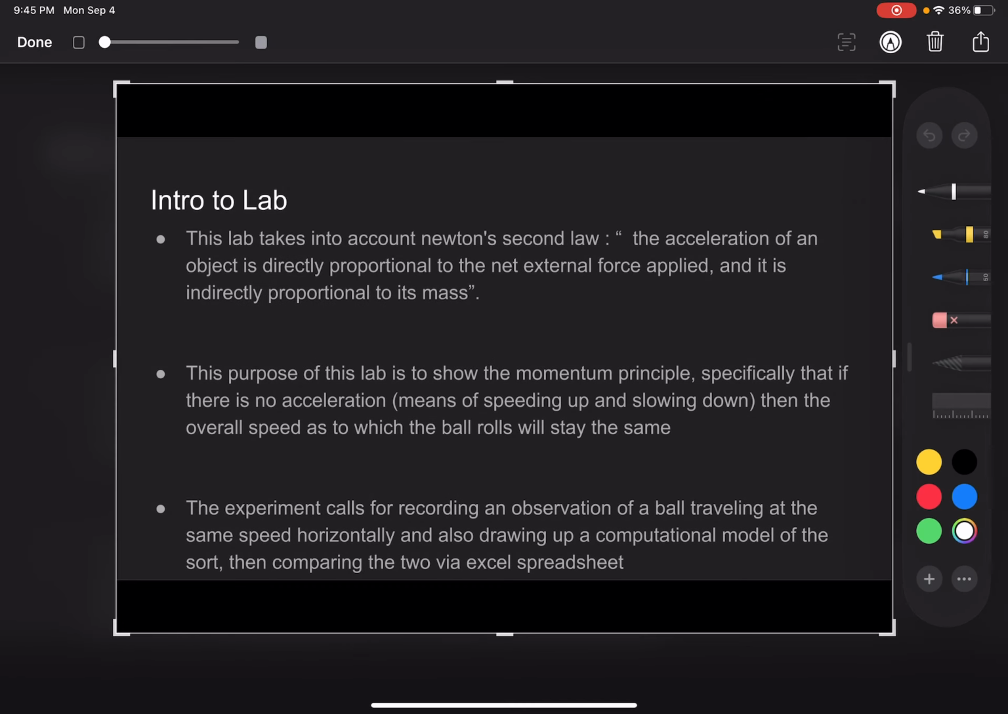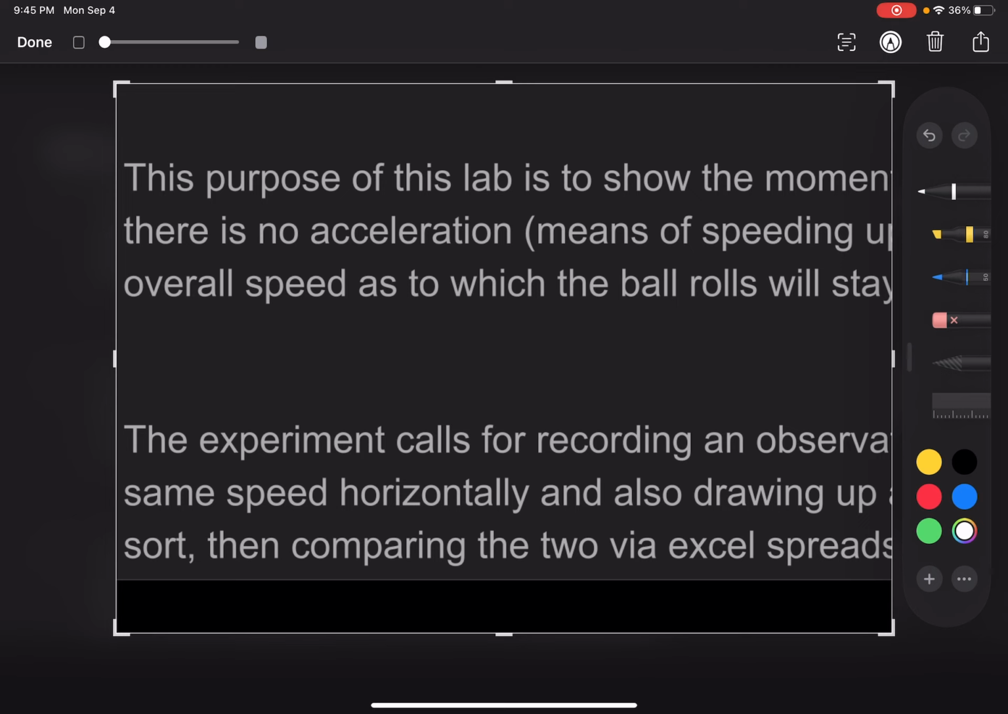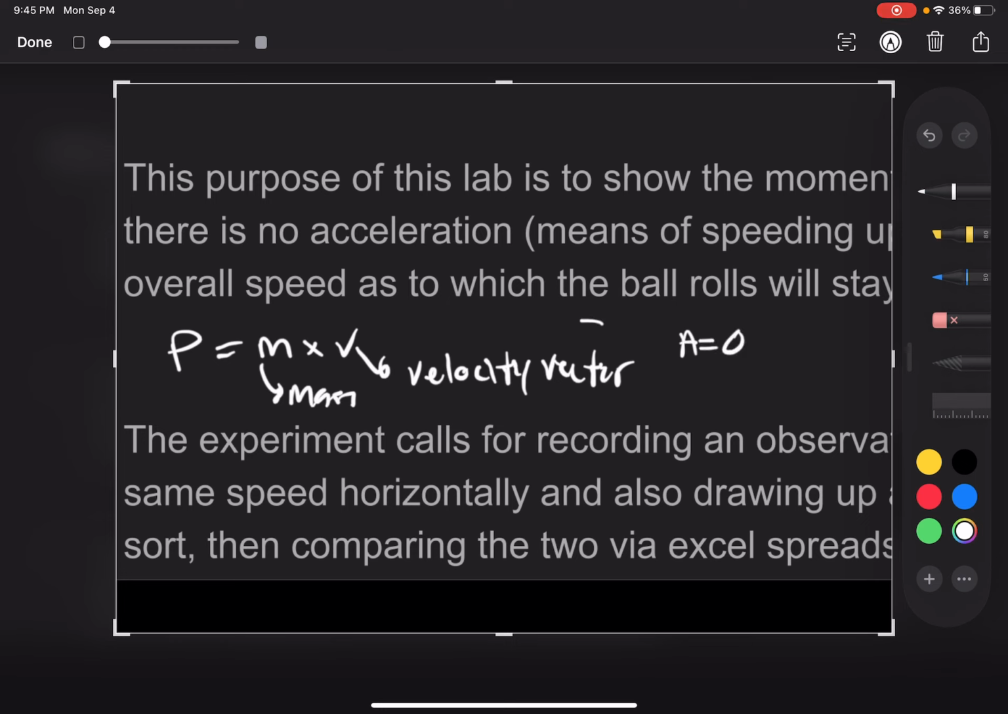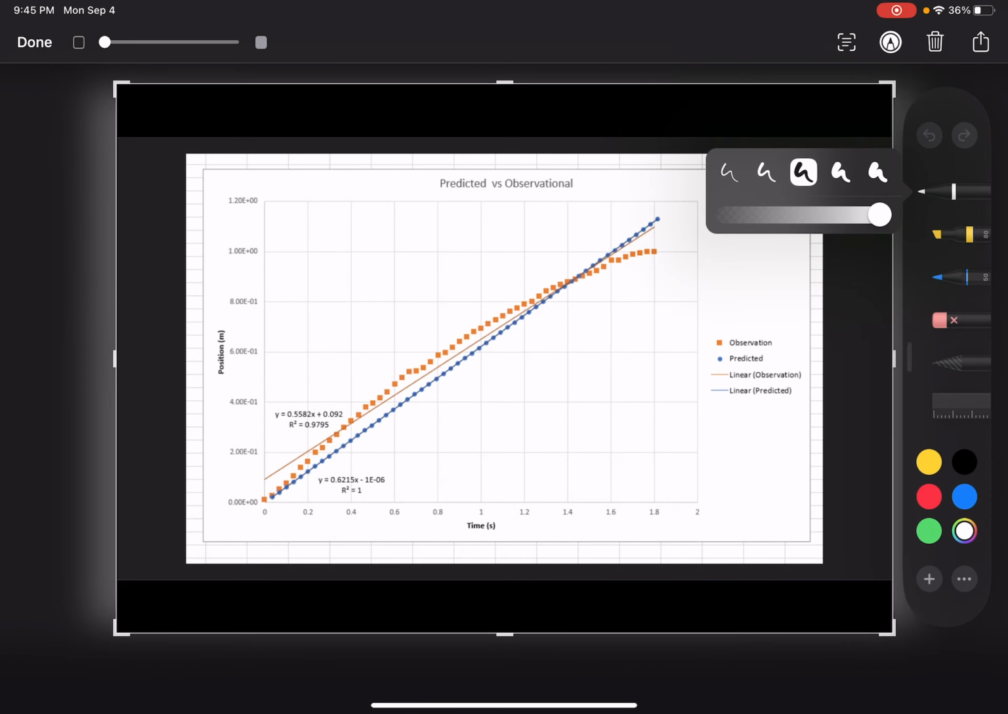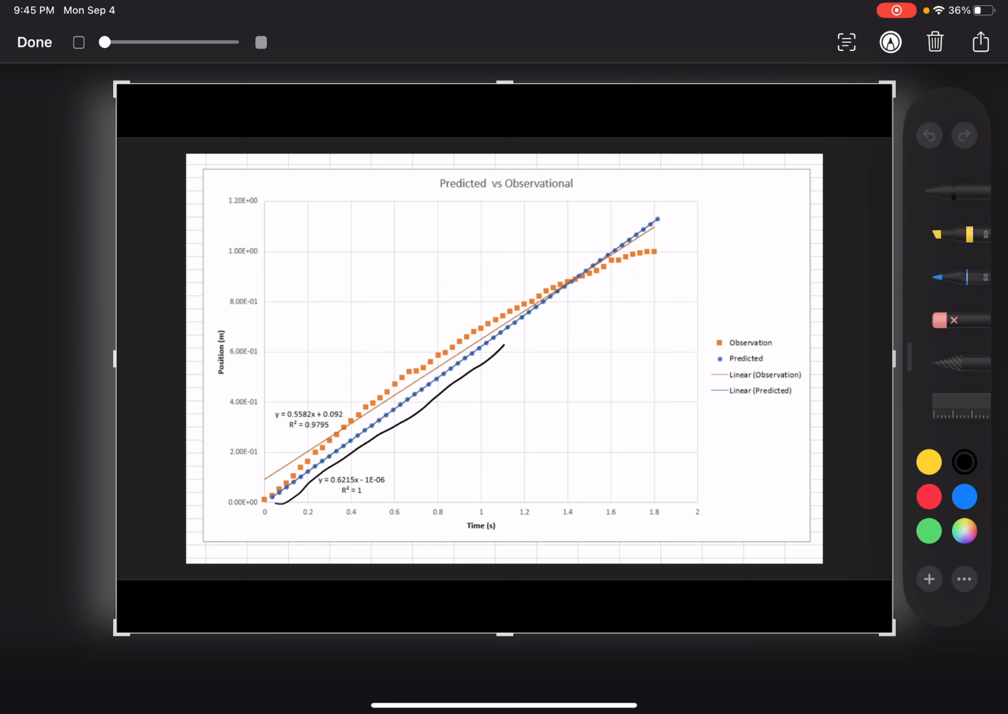So essentially, as we all know, the momentum principle is p, which is used for momentum, I don't really know why, is equal to m times v. What the purpose of the lab is trying to show is if acceleration equals 0, then the velocity vector will never change, which means the momentum will stay the exact same, which, if we were to look at it on some kind of graph, would simply look like a straight line going this way.